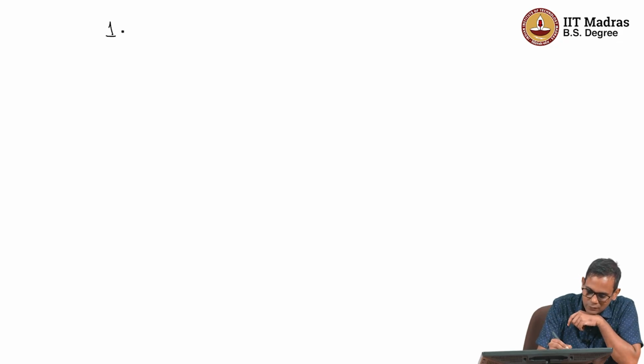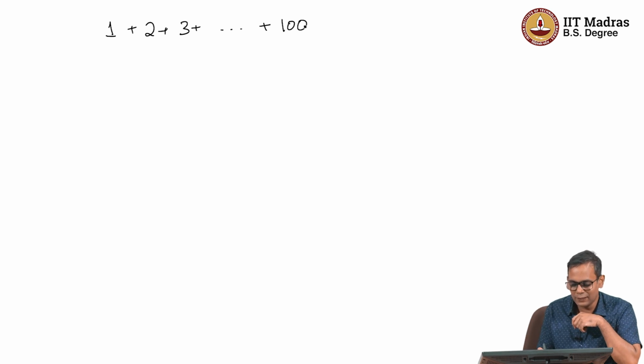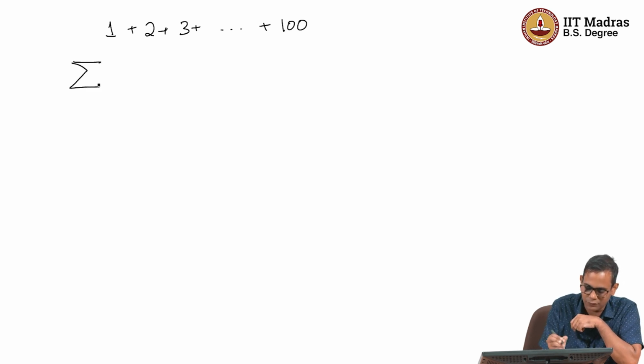Writing sums like this, 1 plus 2 plus 3 plus dot dot dot plus 100, gets a little clumsy, and for this we have something called sigma notation. The sigma is actually a letter of the Greek alphabet. It is pronounced "sa", like our S, and this is the uppercase sigma. There is also a lowercase sigma, which is written like this, but here we will only be using uppercase sigma.